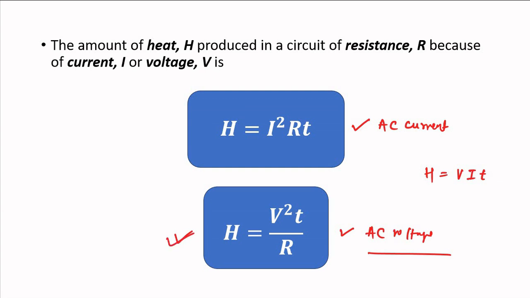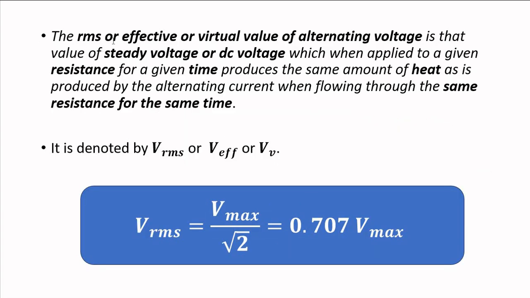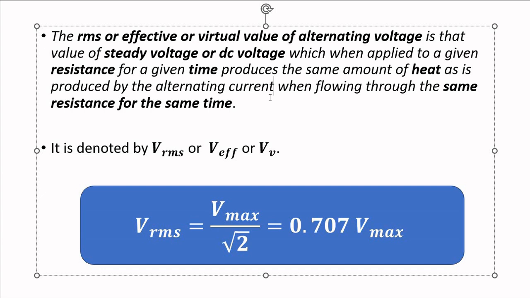So what is the definition of the RMS value of alternating voltage? The RMS, root mean square, or effective or virtual value, as there are different names for the RMS value, of alternating voltage is that value of steady voltage or DC voltage which, when applied to a given resistance for a given period of time, which is the entire time period of the signal, produces the same amount of heat as is produced by the alternating voltage. Sorry, here it is alternating voltage, not current.